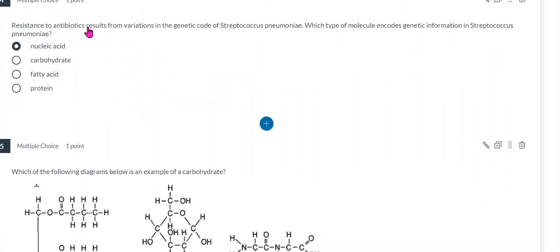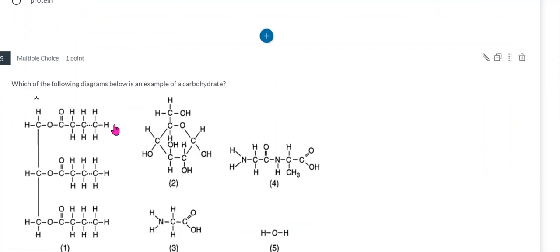Next: resistance to antibiotics results from variations in the genetic code of Streptococcus pneumoniae. Which type of molecule encodes genetic information? Always remember, genetic information is encoded by the nucleic acids, which is DNA, and messaged through mRNA, messenger RNA, to the ribosome.